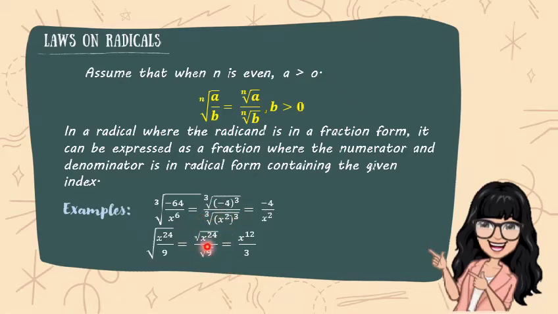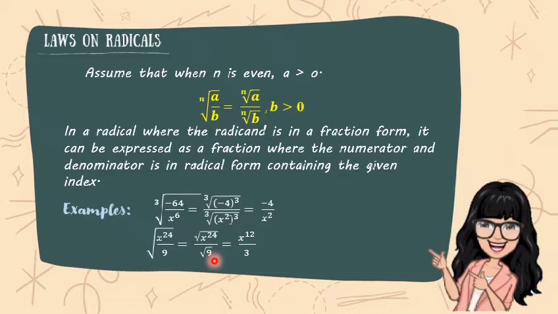So, square root of x raised to 24. Again, our exponent here is 24, and our index here is 2. So, we just have to divide the exponent by the index. Our exponent is 24, our index is 2, so 24 divided by 2 is 12. So square root of x raised to 24 is just equal to x raised to 12.